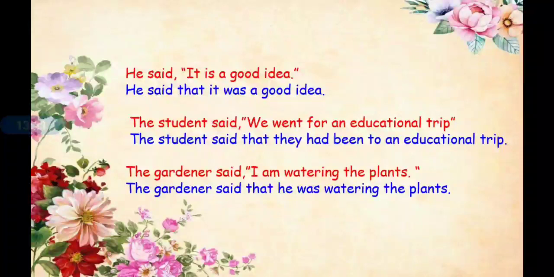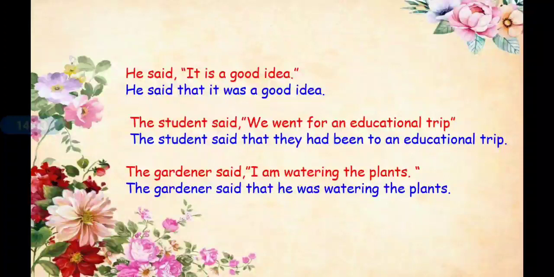The student said, we went for an educational trip. What is the reporting verb here? Said. And what is the tense of the sentence inside the quotation marks? We went for an educational trip. It is in the simple past tense. So if the sentence inside the quotation marks is in the simple past tense, it would become past perfect tense. The students said that they had been on an educational trip.